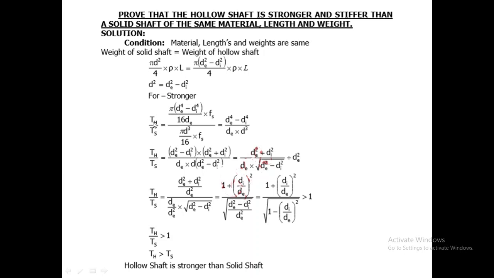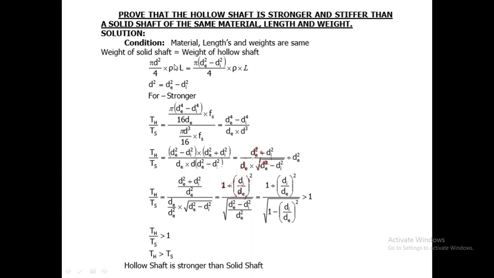So the torque of the hollow shaft, the ratio is taken with respect to the solid shaft here. So here it is saying that it is the same weight. So since the weight is the same, the hollow shaft will be stronger here. So since the weights are the same, we take the area, density and length as the same.